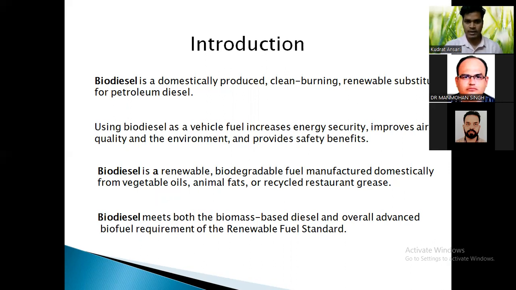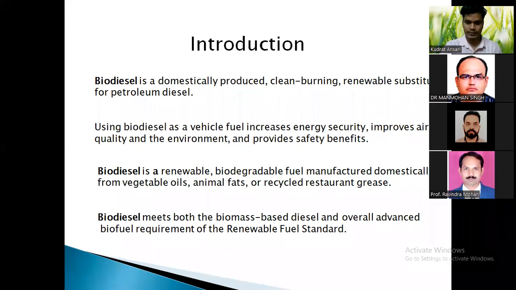Using biodiesel as a vehicle fuel increases energy security in place of fossil fuel. If we keep using fossil fuel, that can create problems in the near future for our upcoming generations. Also, biodiesel is a renewable, biodegradable fuel manufactured domestically from vegetable oil, animal fats, recycled restaurant greases, etc.